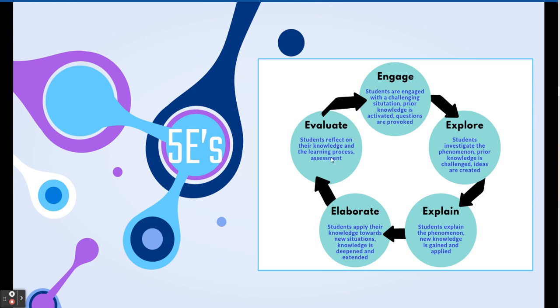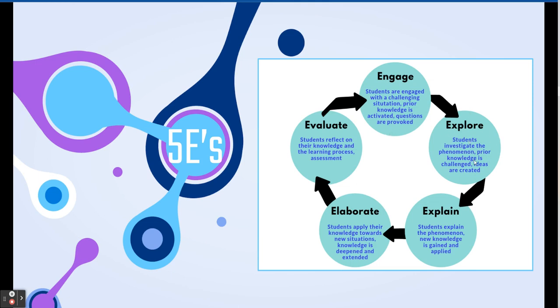And then the last step is the evaluate piece, which is students reflect on their knowledge, but it's also an opportunity for you to figure out how you're going to assess whatever standard it is that you're trying to assess. So I love the 5Es. I plan all of my units this way now, and then hyperlink all my links to stuff.